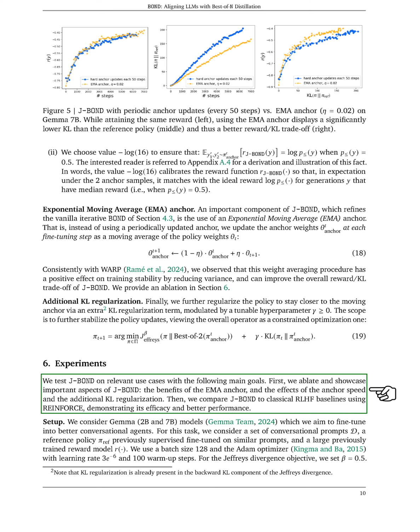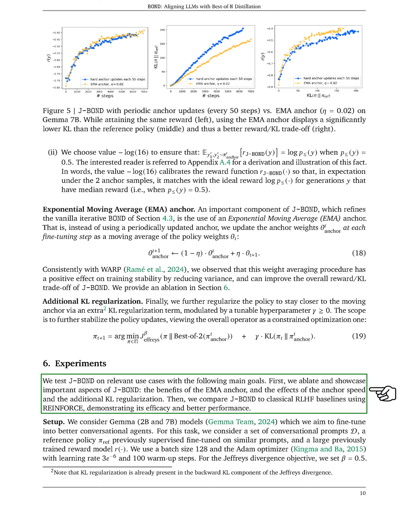We investigate the benefits of using an EMA moving anchor compared to a periodically updated anchor. To do this, we run J-BOND with a specific EMA coefficient on the Gemma 7B model and compare it to a version where the anchor is updated every 145 steps. We present the average reward of the policy during training, the KL divergence from the reference policy, and the resulting trade-off between reward and KL for both runs.